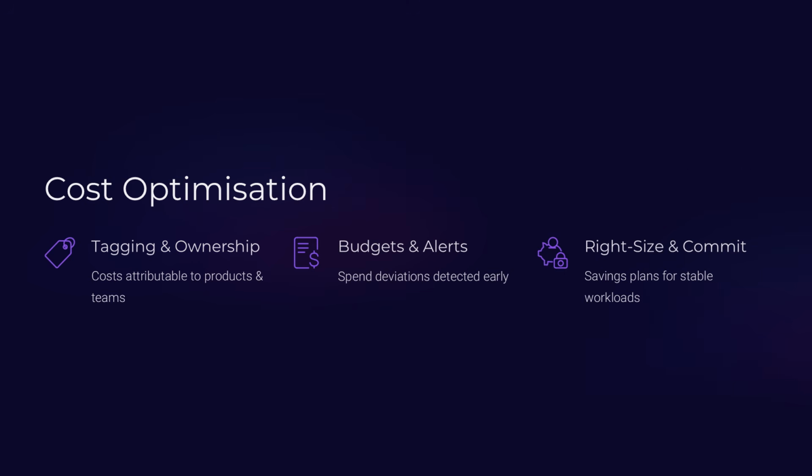With delivery secured, you now make sure the platform is financially sustainable. You define tagging and ownership, so costs are attributable to products and teams. You set budgets and alerts, so spend deviations are detected early. You right-size resources as usage patterns become clear and apply savings plans and reserved capacity for stable workloads where commitments make sense. Leaders care because predictable spend keeps cloud adoption funded and trusted. Architects care because cost discipline encourages better architecture choices, preventing waste from becoming a reason to abandon the platform.